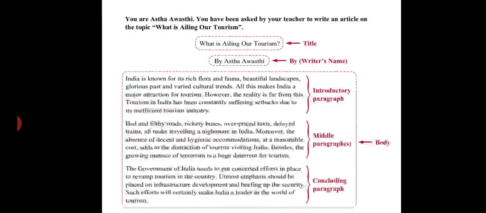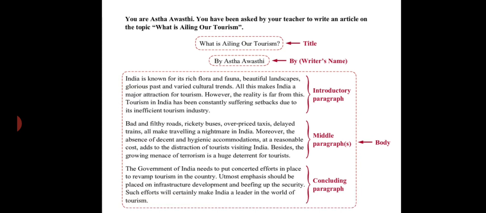Now, here we have one sample article. The situation is given. You are Astha Avasthi. You have been asked by your teacher to write an article on the topic what is ailing our tourism. So we can see here we have started with the title, what is ailing our tourism. Just after the title, the byline is there, in which, as I already told you, you have to write the name of the person who is writing the article. His or her name will come, by Astha Avasthi.